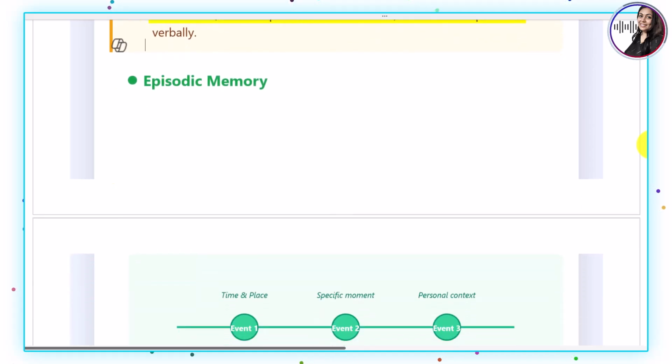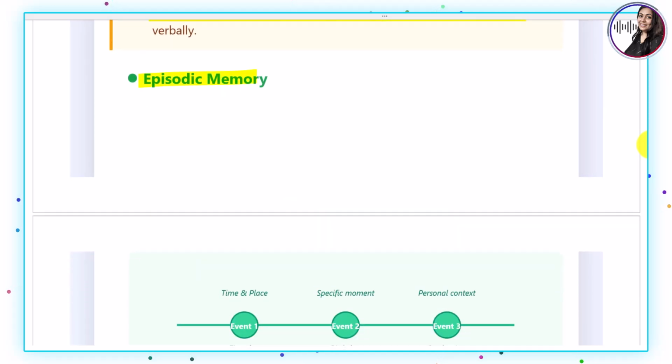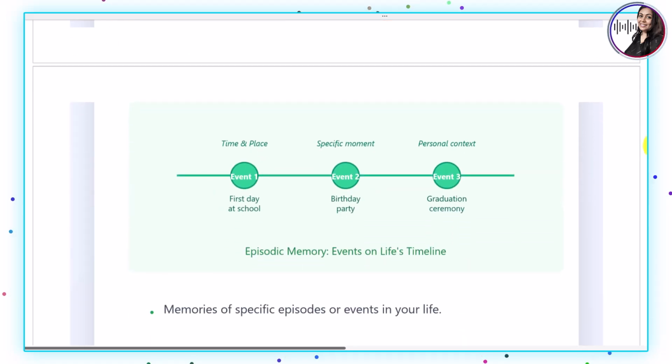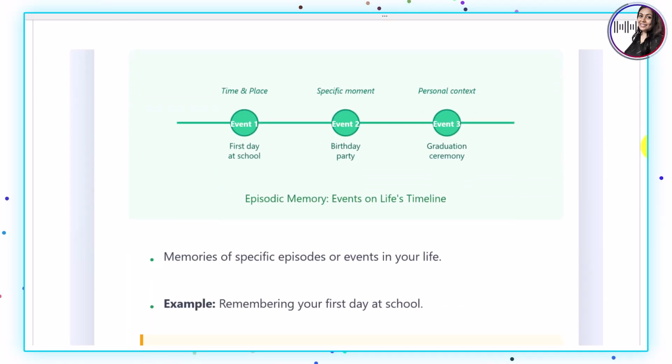Within declarative memory, the first important subtype is episodic memory. Episodic memory stores memories of specific episodes or events from an individual's life. For example, remembering your first day at school or a special celebration comes under episodic memory. In technical terms, episodic memory is the long-term memory for information tied to a particular time and place, especially personal life events, a definition that has been asked in exams.